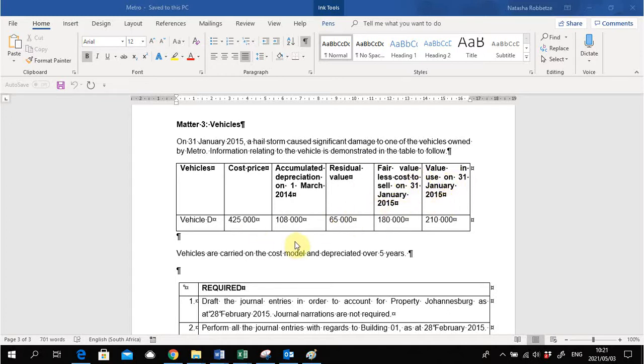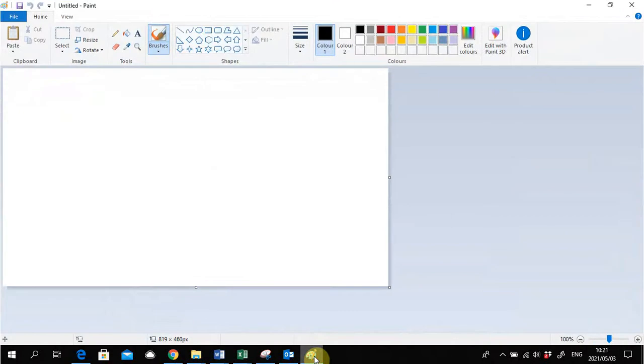So the first thing we need to do is bring this asset's carry value to what it would be under normal circumstances on the 31st of January. Then they tell you the vehicles are carried on the cost model. So this is important. There should be no revaluation surpluses. And then the depreciation is measured over 5 years. So if we look at this question, I just want to open Paint. All right.